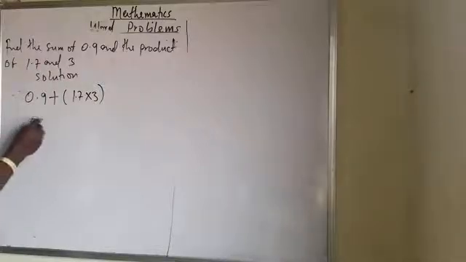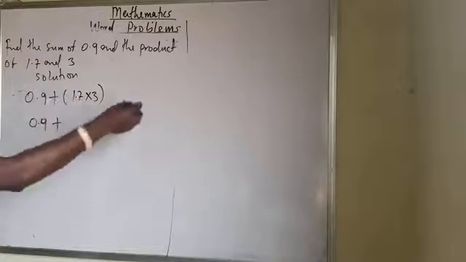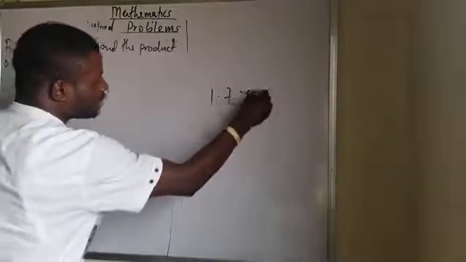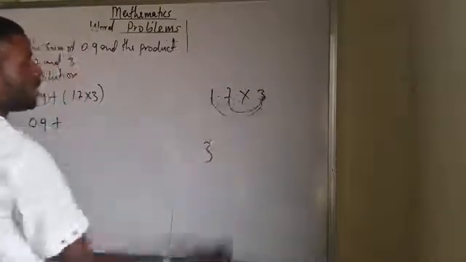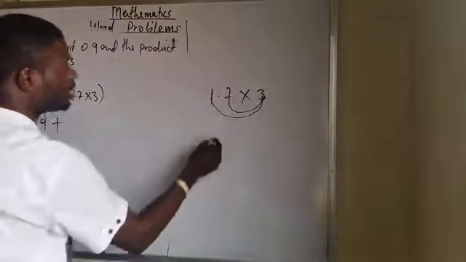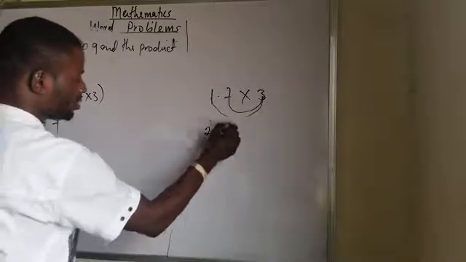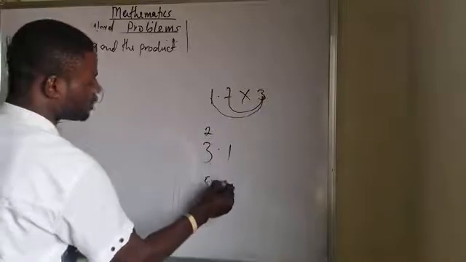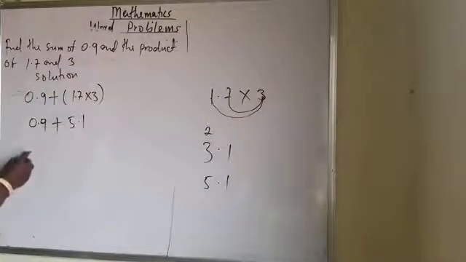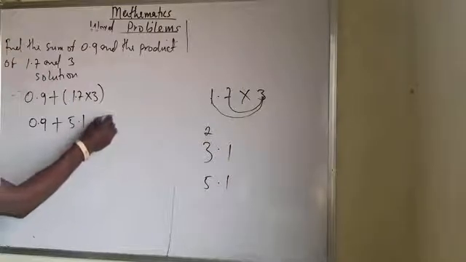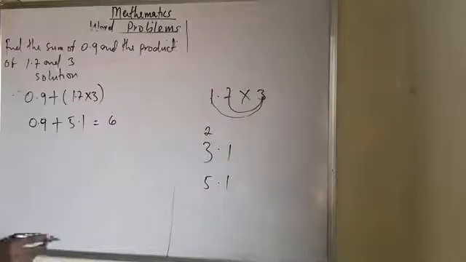If I want to do it very well, you can convert to fraction if you are not very good. But how do I multiply 1.7 times 3? Look at me. 3 times 1, I have 3. 3 times 7 will be 21, which gives 5.1. Can you see? Now, my answer will be 5.1 plus 0.9, which equals 6. My answer is 6. Please take note of that.